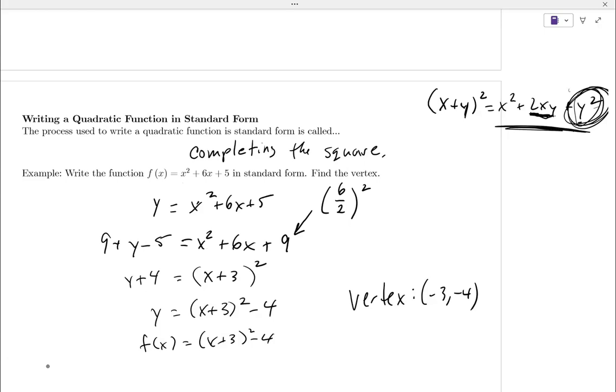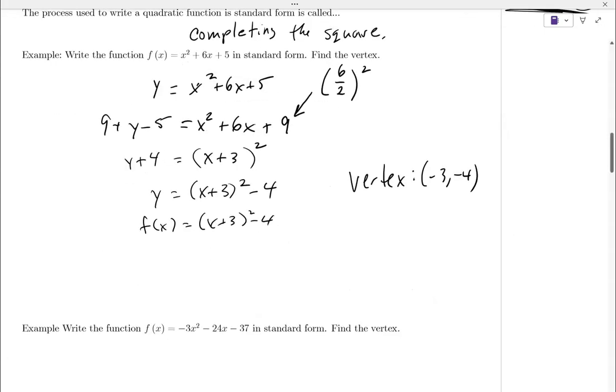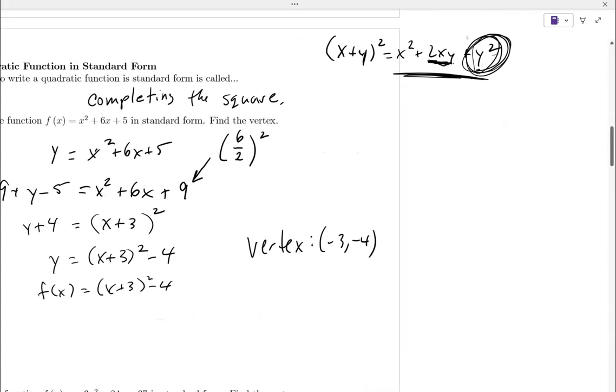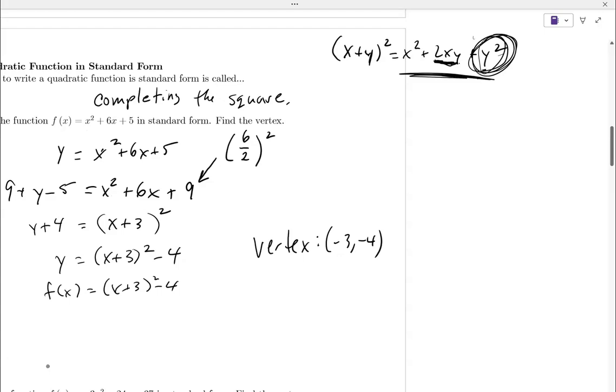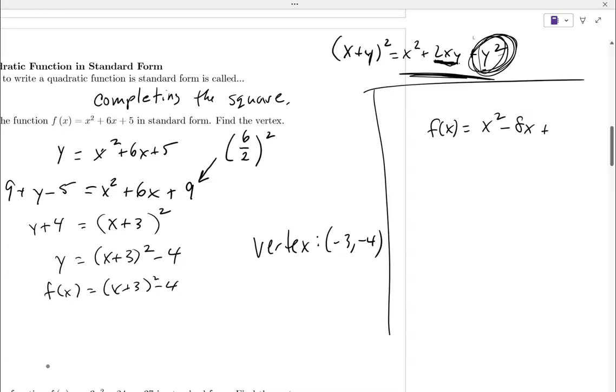So again, this is the process of completing the square. Let's do another one before we get to the next one that's in the packet. Let me just make up another one here off to the side, before we do one where we've got another coefficient. Let's say our f of x is equal to x squared minus 8x plus 3. And we want to complete the square to put it in standard form.